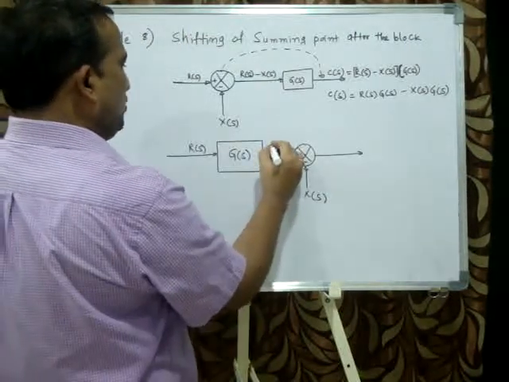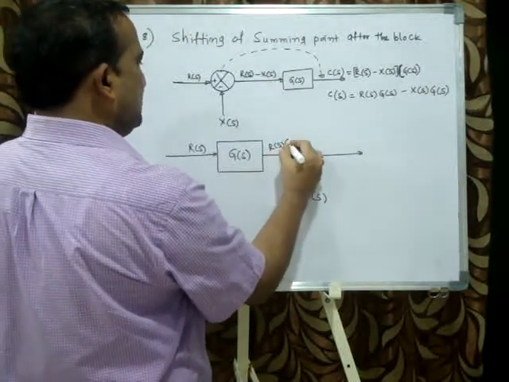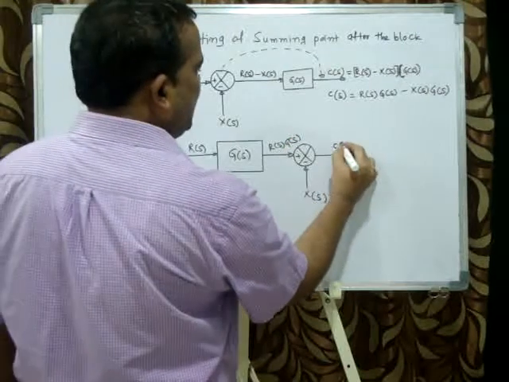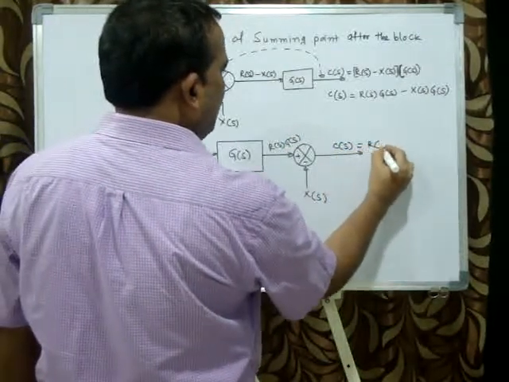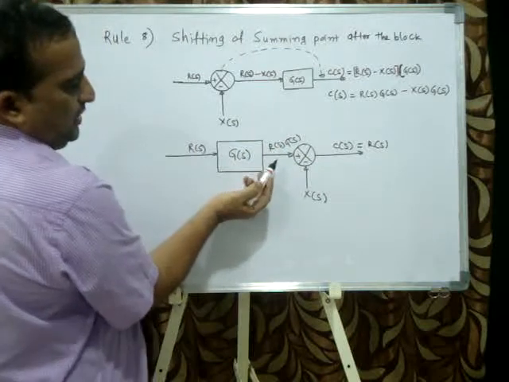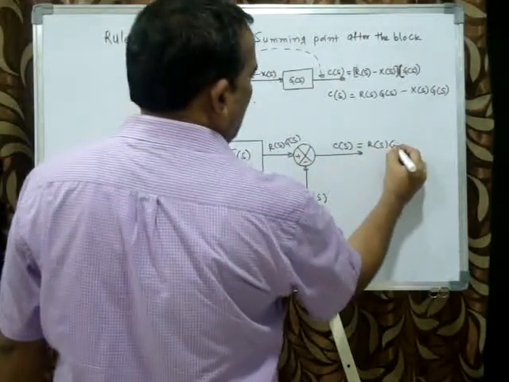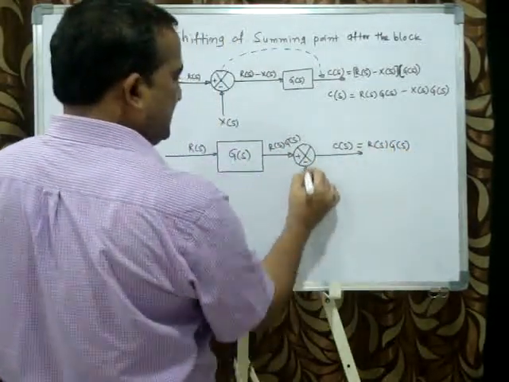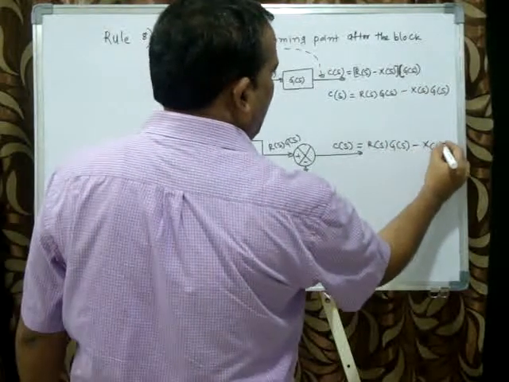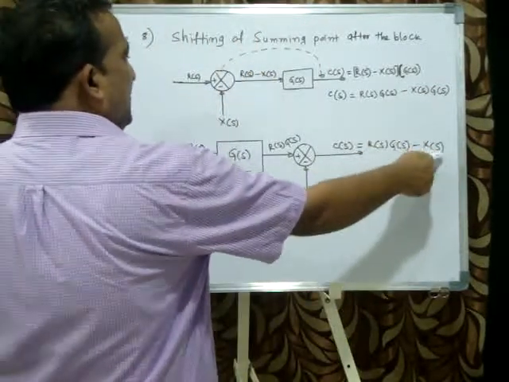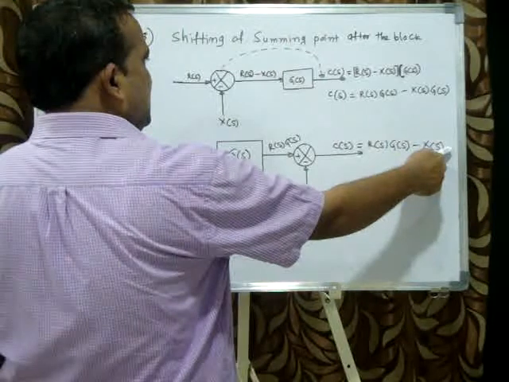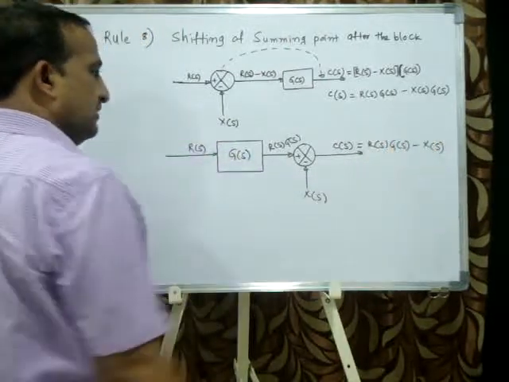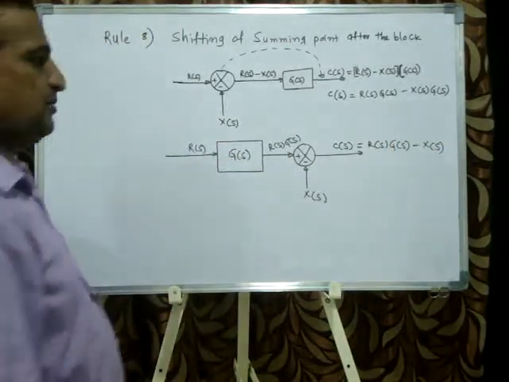Here what is the output? R of s into G of s. And what is the C of s? R of s, this input, minus X of s. Here you see, I want G of s. Here G of s is missing. The block is missing with respect to G of s.